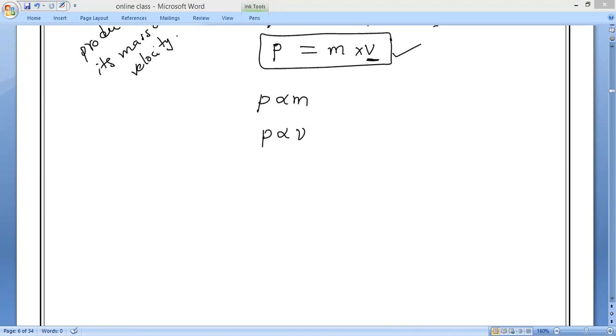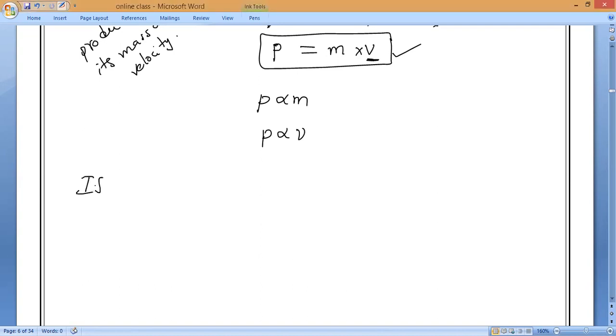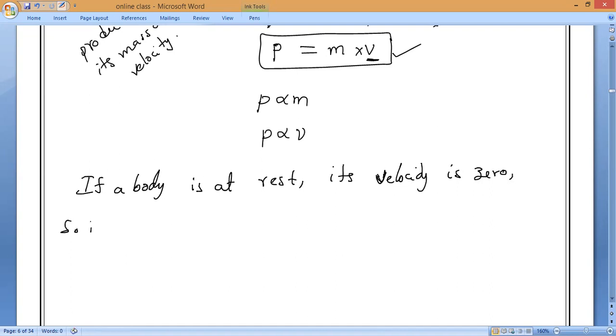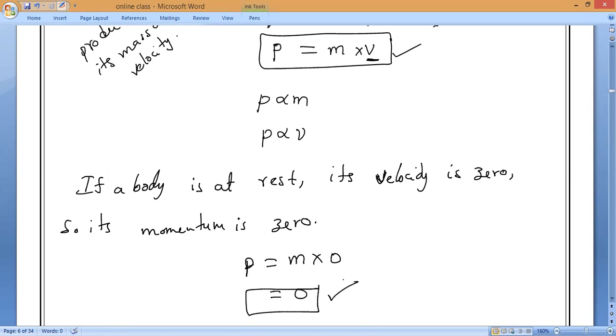So its momentum also, what happens, guys? If a body is at rest, means its velocity is zero. So its momentum is zero, because P is equal to mass times velocity. Of course mass will be there, but velocity is zero. Anything into zero is zero only. So that is what you have to remember.